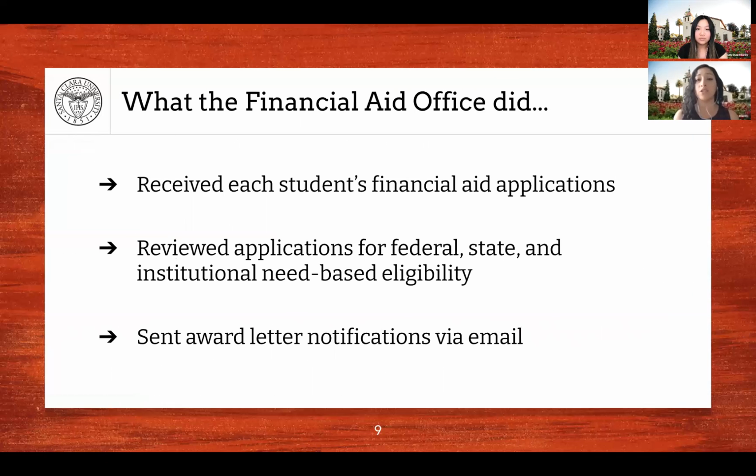Then what the financial aid office did is that once we received the application, basically the FAFSA, we reviewed it for any kinds of federal, state, and institutional need-based eligibility. And then we sent out our award letters via email. If the student hasn't seen them, we do encourage students to log into their eCampus to view their award letter. This is the award letter that will have everything that they're going to be eligible for if they decide to commit to Santa Clara.